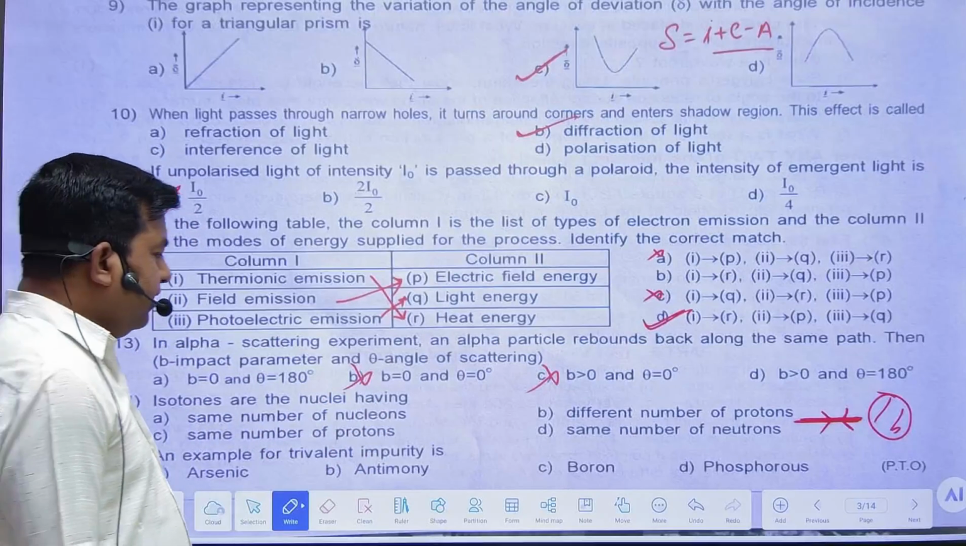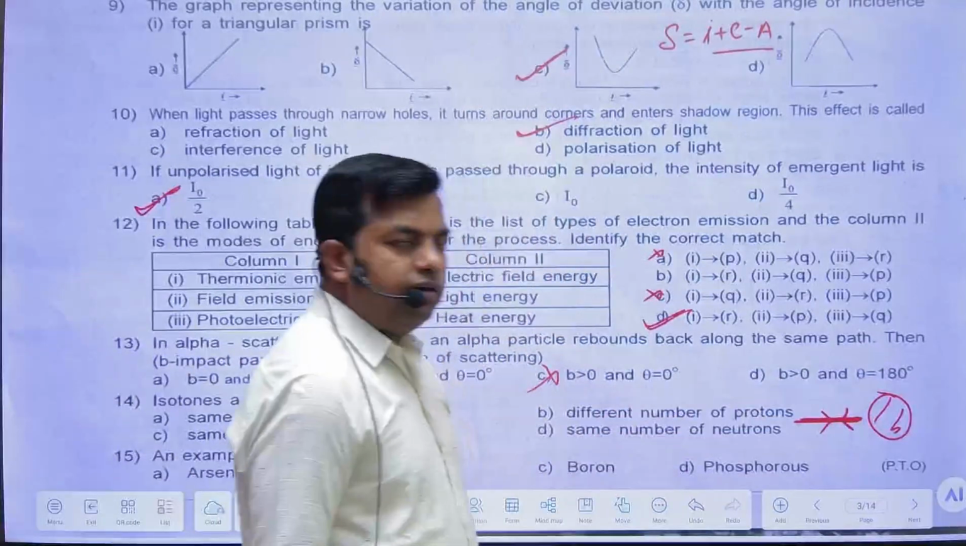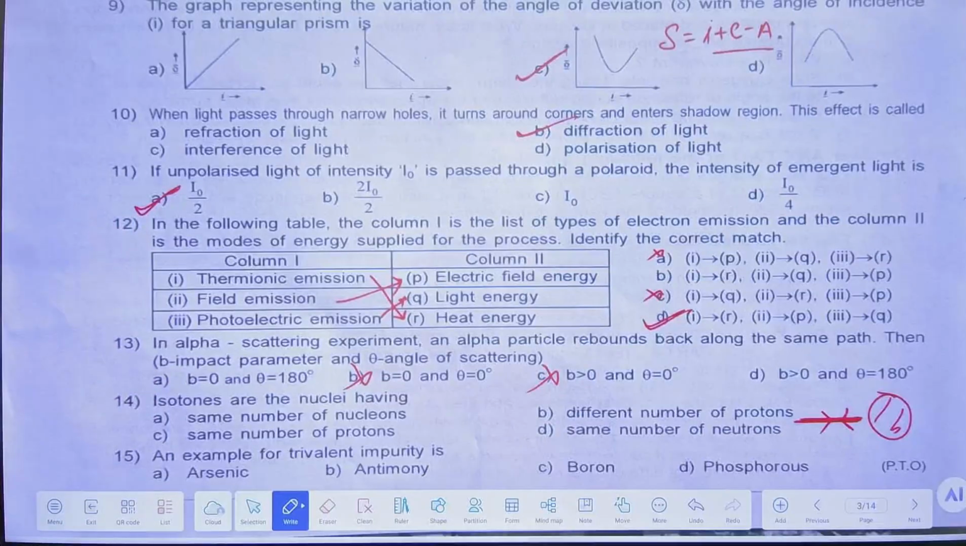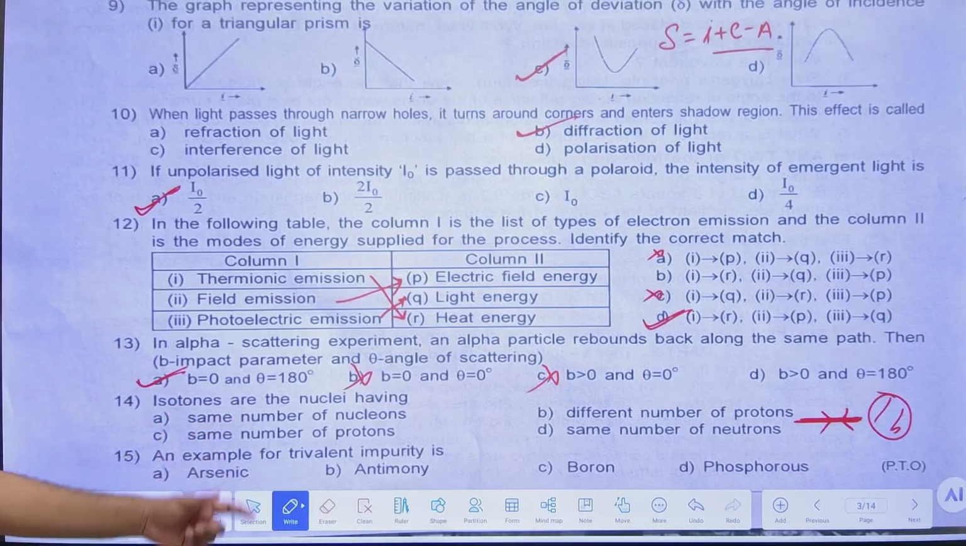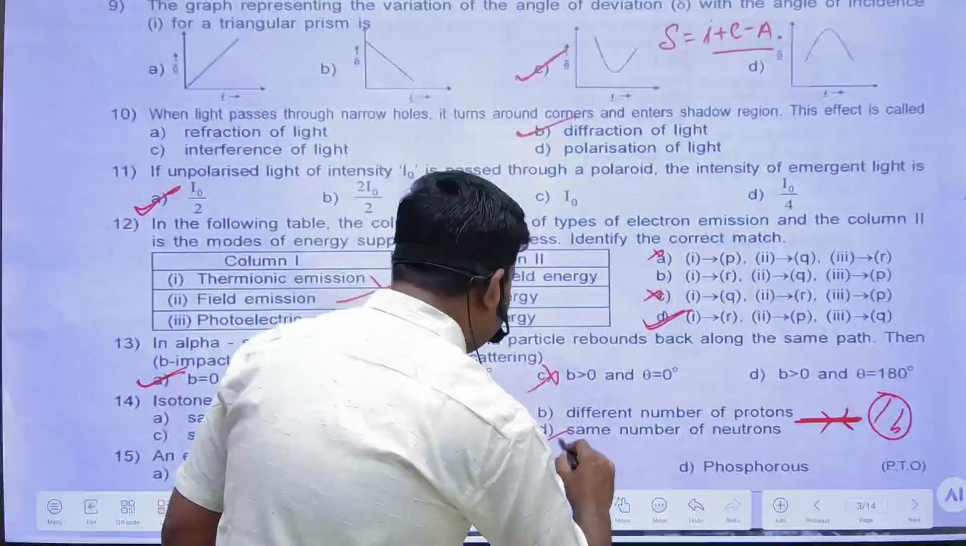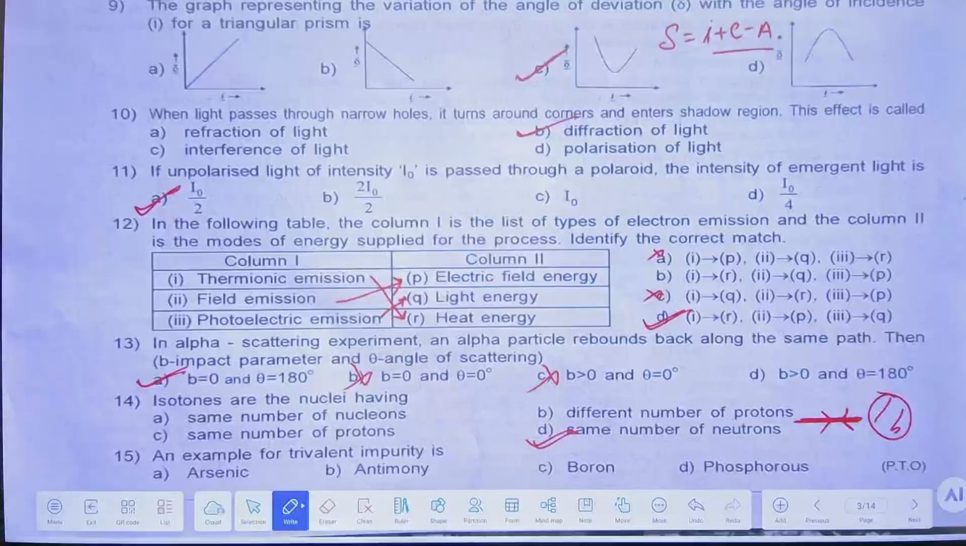Okay, and when it returns back along the same path, then the distance becomes 0. Impact parameter is 0. So option number A is correct. Isotones are the nuclei having the same number of neutrons. Okay, option number D is correct.